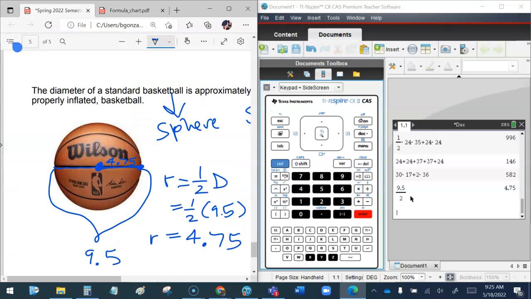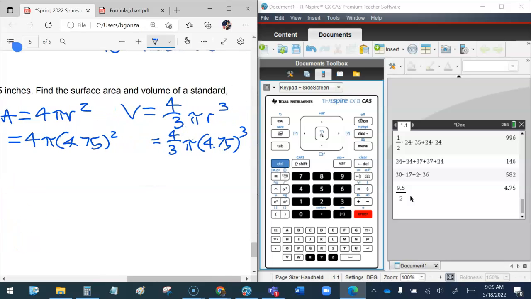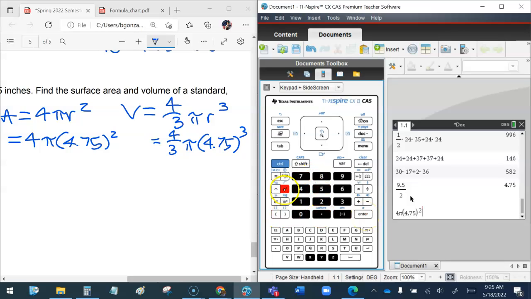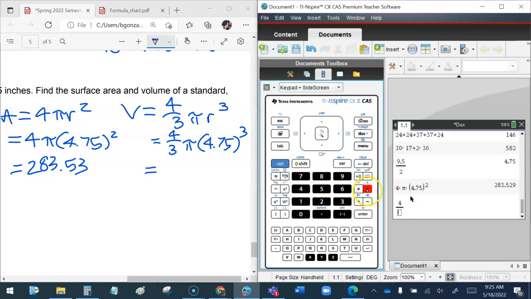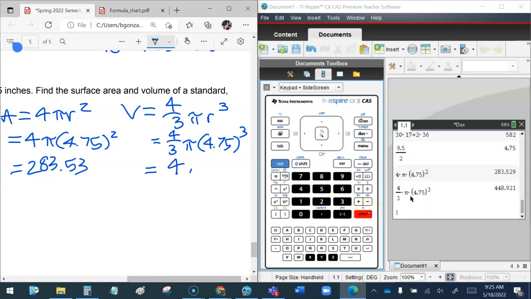Well, let's do it. So 4 pi 4.75 squared, we get 283.53. And then 4/3 pi 4.75 caret 3 for cubed. 448.92.